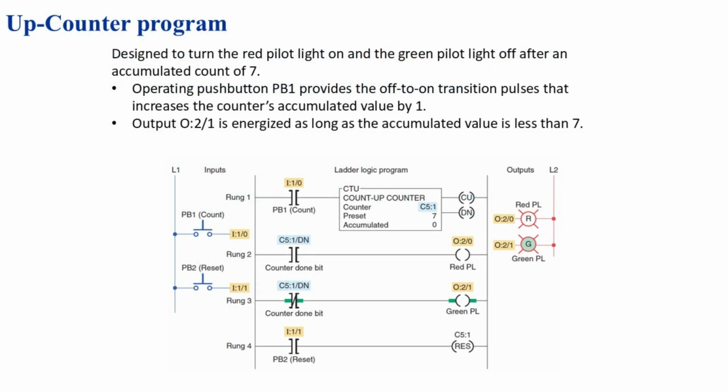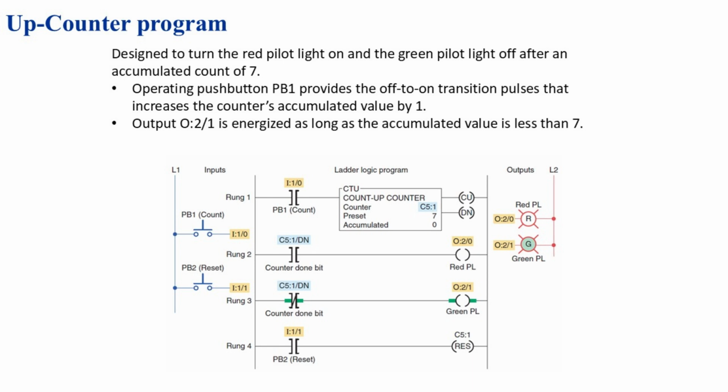Let's look at how an up counter operates in a real PLC program. In this example, the system is designed to turn on a red pilot light and turn off a green pilot light after a certain number of button presses. The push button labeled PB1 provides the counting signal. Each time it is pressed, the counter increases its accumulated value by 1. The preset value for this example is 7. That means when the counter reaches 7 pulses, the done bit turns on.